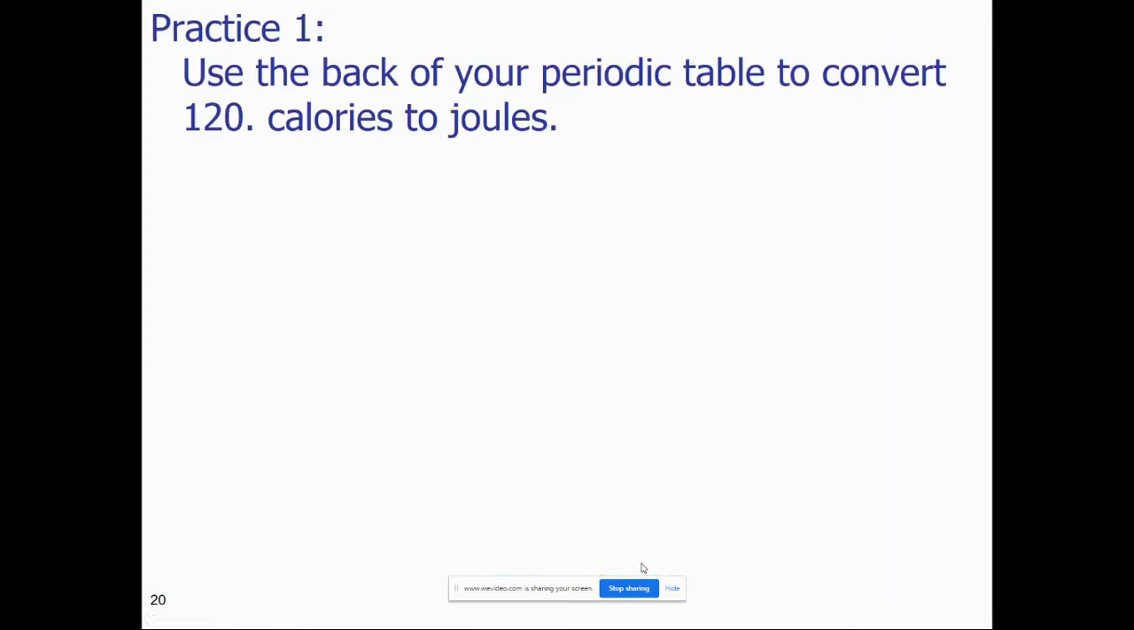We're not going to do this problem in class, but we'll do it here on this video to give you another example. Here it says, use the back of your periodic table to convert 120. calories to joules. Notice that's 120 with a decimal after it. It means 3 significant figures. You don't have a periodic table, but I'm going to give you the ratio of how to convert between calories and joules. But first of all, what is given? 120 calories. That is what we know. What are we trying to find? Joules.